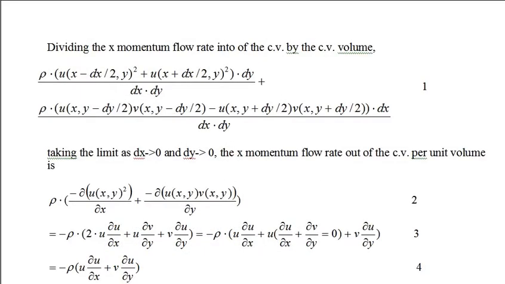The first equation is the total momentum flow rate into the control volume from the previous slide, divided by the volume of the control volume, that is dx times dy. As promised, we take the limit as dx and dy approach 0, giving equation 2. Using the product rule for differentiation, one of the few times we use analytic calculus, we take the derivatives indicated in equation 2, yielding equation 3. Simplifying equation 3 and using the continuity equation as indicated, we have equation 4, which is our goal.